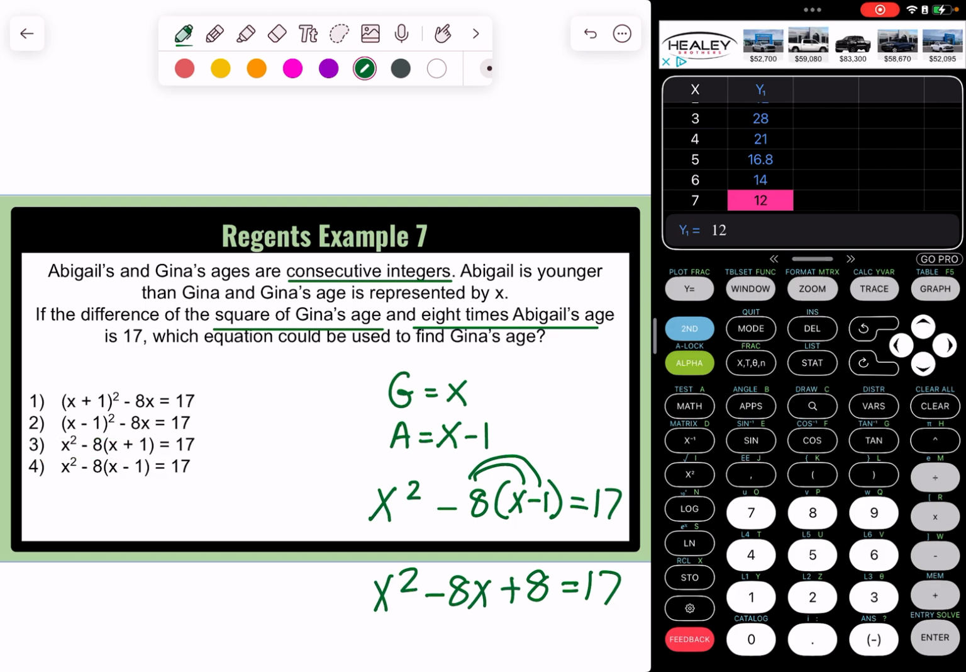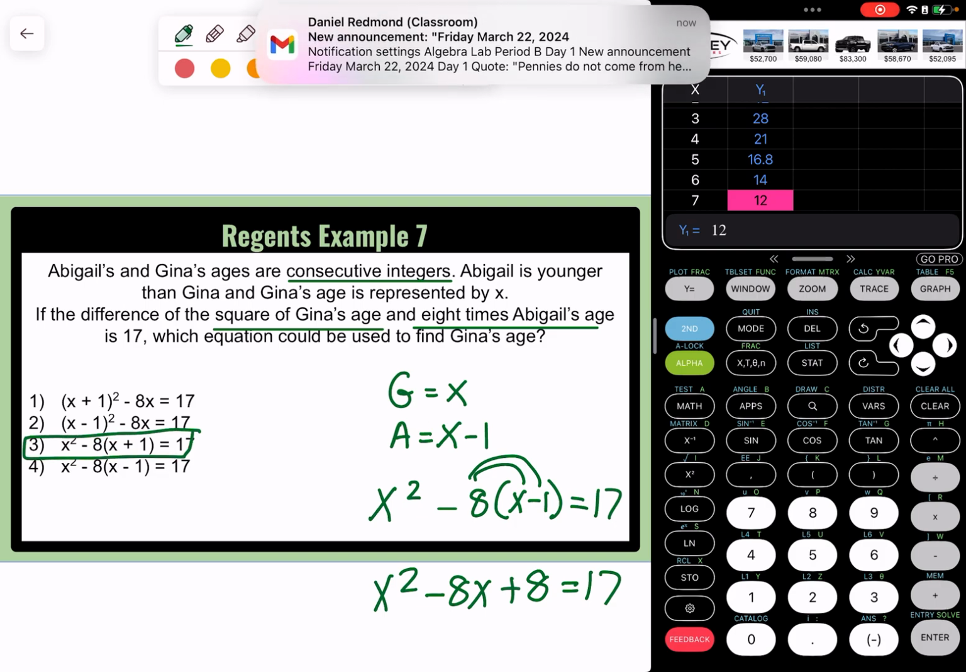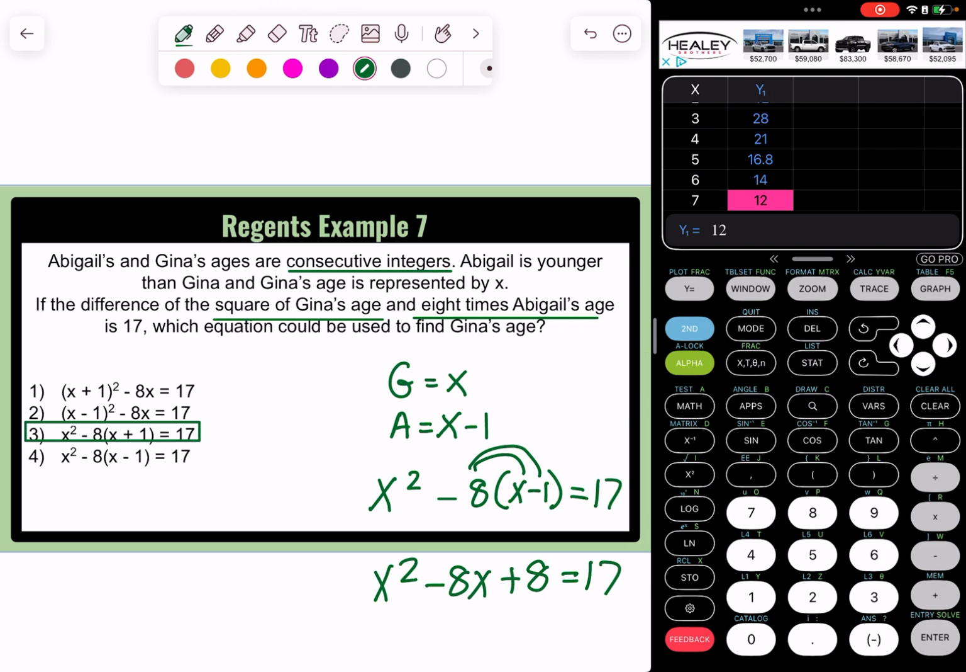And you could pause the video and practice solving that to find their ages. All right, let's look at the next question. Oh, I almost picked the wrong one. I meant to do the minus 1. It's actually choice 4. I accidentally got tricked by that plus 1.